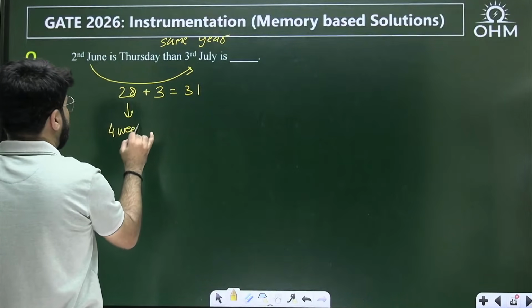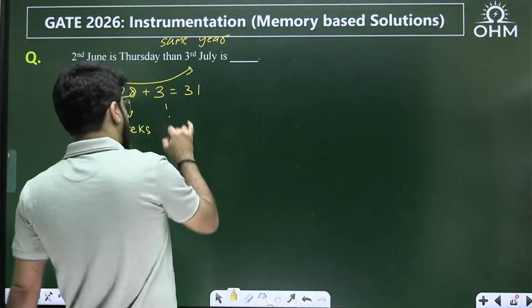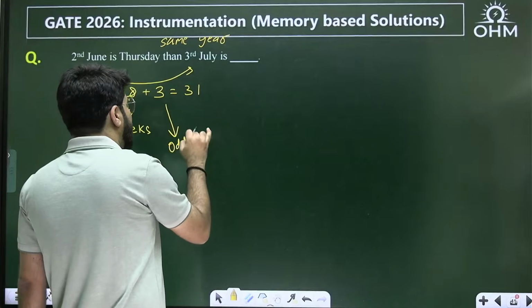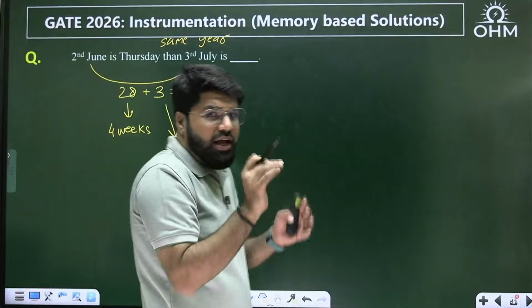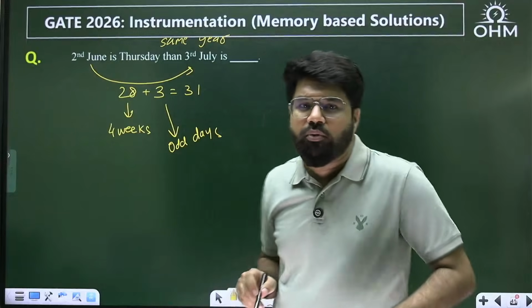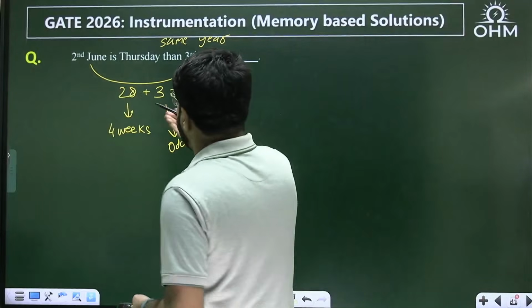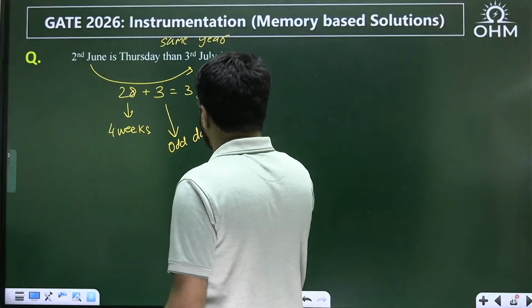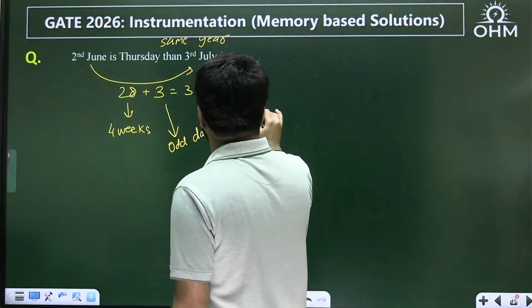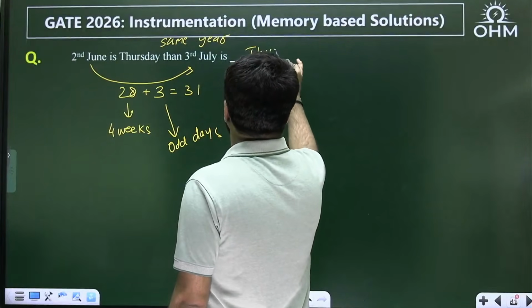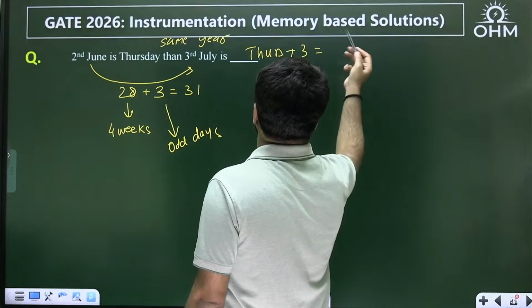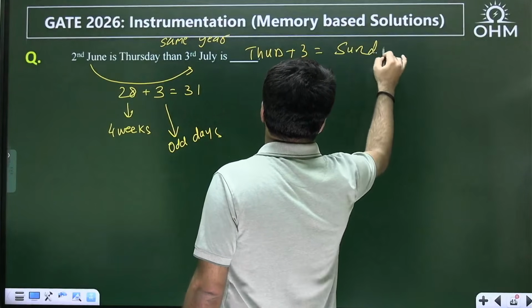Now see, no need to go for odd days also. This is a complete 4 weeks. Normally, how do we find the odd days? Normally, we find it by dividing the total number of days. If it is a large number, find the remainder of total number of days by 7. It's a very small data, out of which 28 is 4 weeks. So 3 odd days. If it is 3 odd days, your answer has to be Thursday plus 3. So what should be Thursday plus 3? Nothing but Sunday.